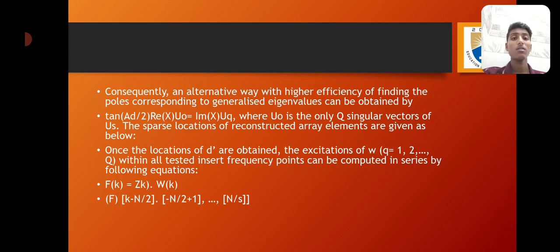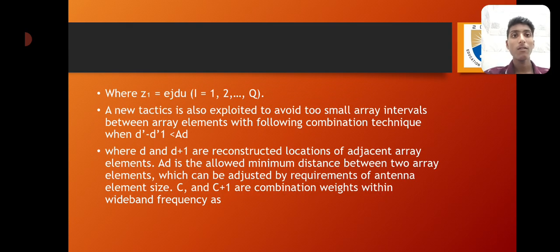F of k equals z of k into w of k, for k from minus N by 2 to N by 2, where z_i is the i-th element, i equals 1 comma 2 and so on to Q. A new tactic is also exploited to avoid too small array intervals between array elements with the following combination technique, when d minus d of inverse is less than Δd.